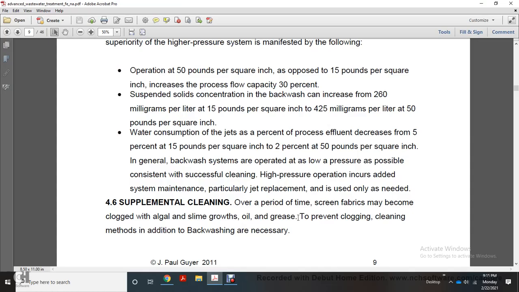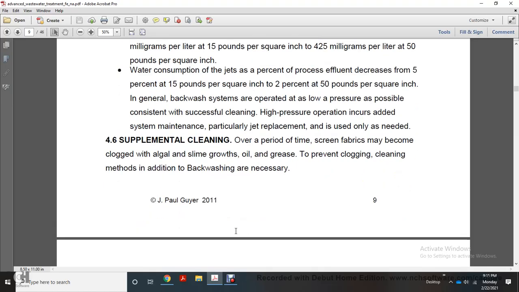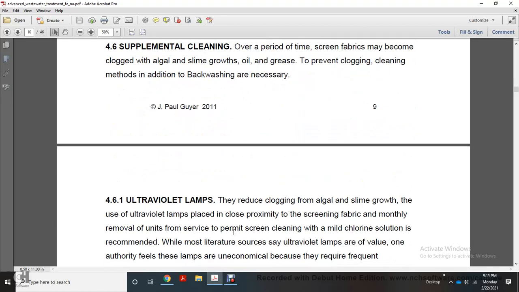To prevent clogging from slime growth, oil, grease, and algae, cleaning methods, in addition to backwashing, are necessary. Ultraviolet lamps reduce clogging from algae and small growth. Ultraviolet lamps are placed in close proximity to the screen fabric. Monthly, with the removal of the unit screw to permit screen cleaning, a mild chlorine solution is recommended.